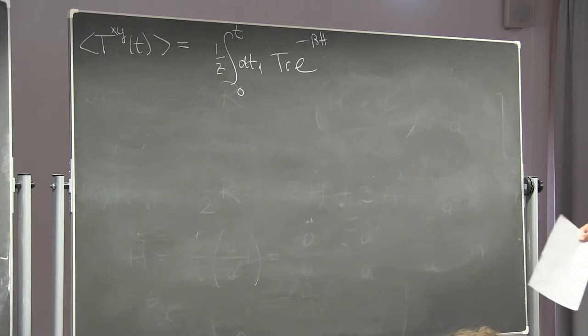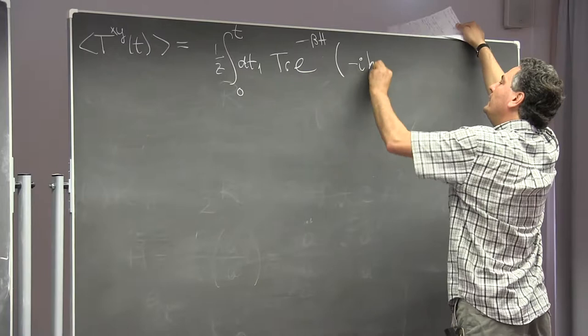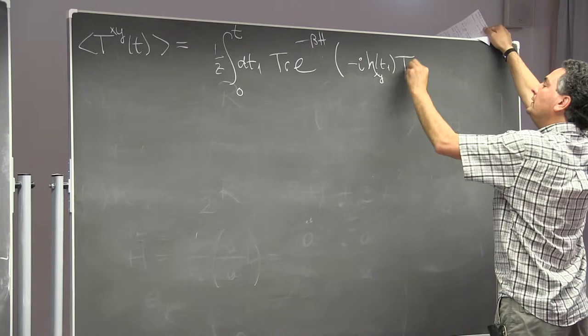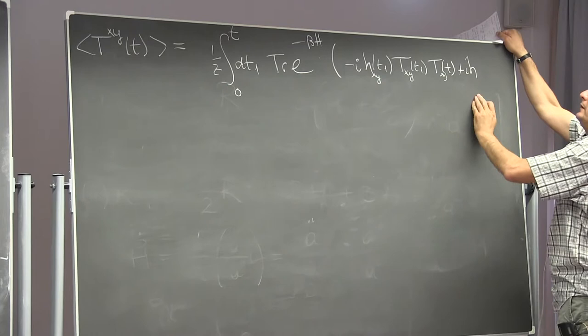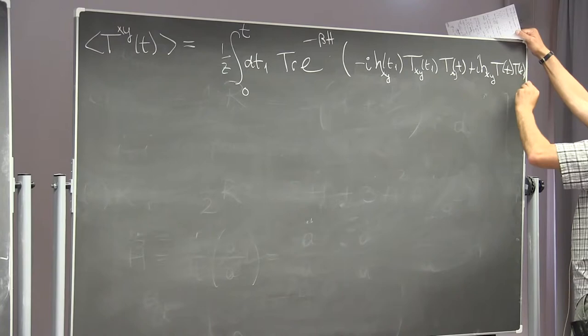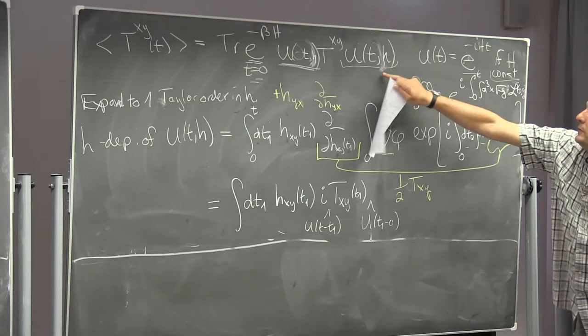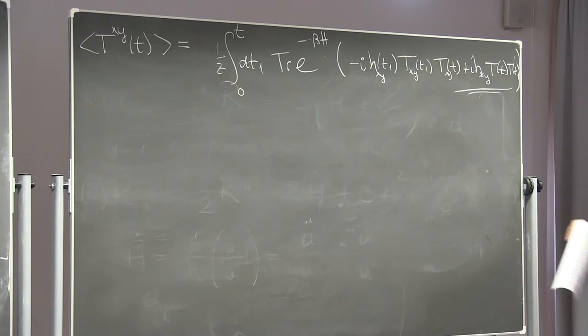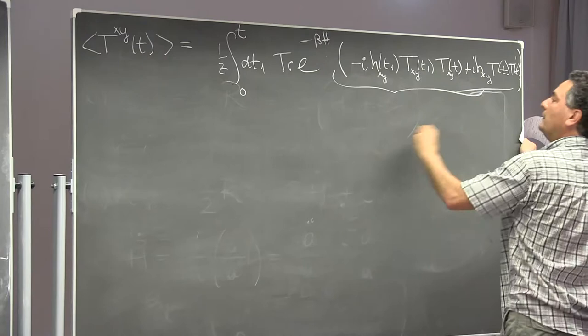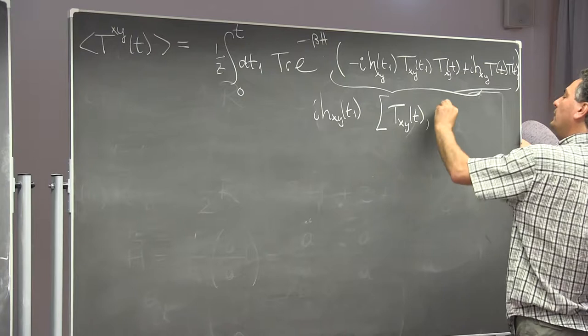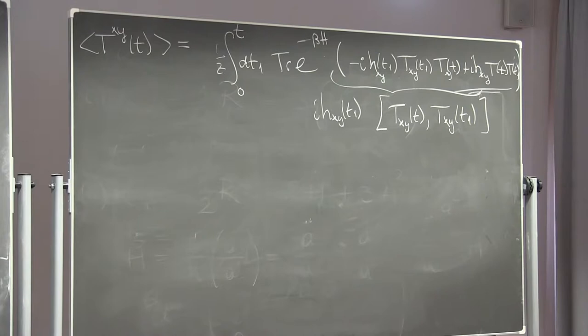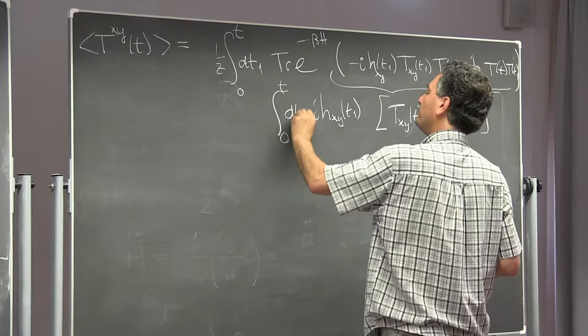And then we had a minus I h of t1 t of t1 t of t plus I h xy t of t t of t1. This was from the forward time evolution, and this was from the backwards time evolution. And what they are is I HXY at T1 times a commutator of TXY at T with TXY at T1. Expectation value in the thermal state.